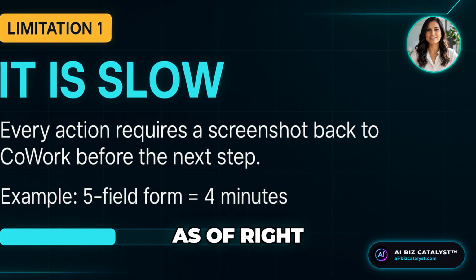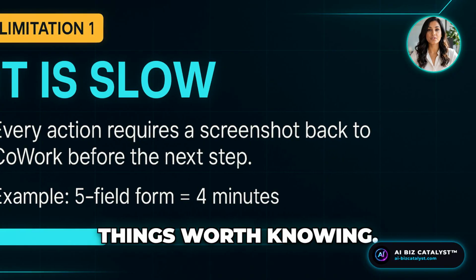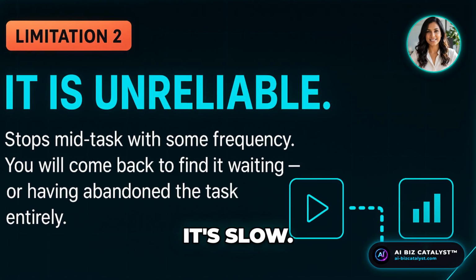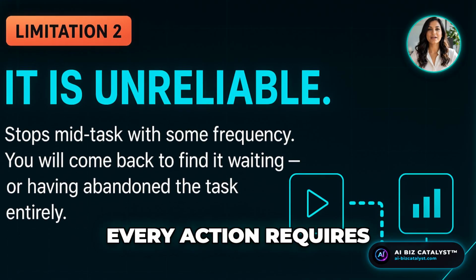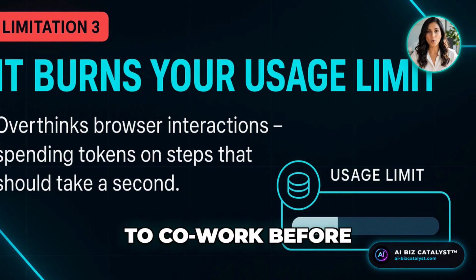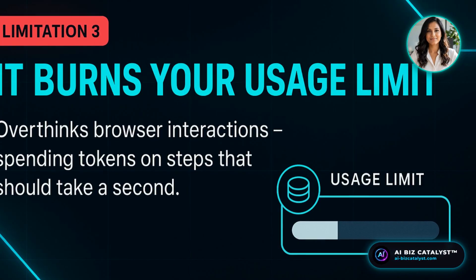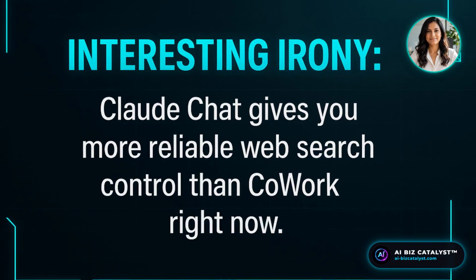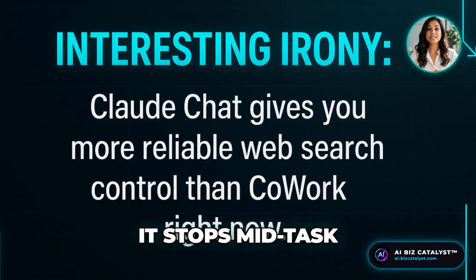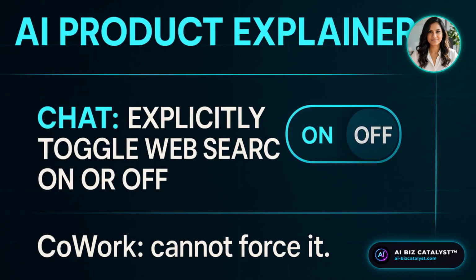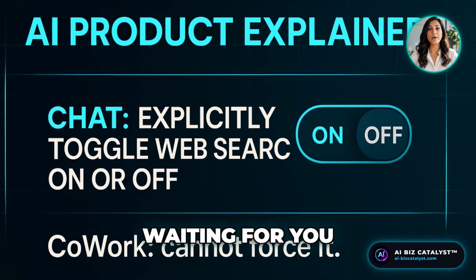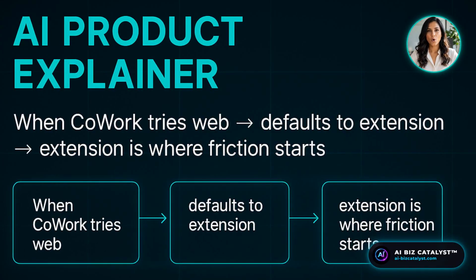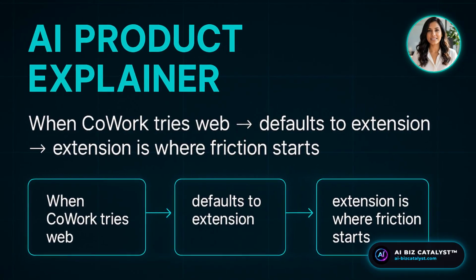In practice, as of right now, there are 3 things worth knowing. First, it's slow. Every action requires a screenshot to be sent back to CoWork before the next step can happen. Filling out a 5-field form can take 4 minutes. Second, it's unreliable. It stops mid-task with some frequency. You'll come back to find CoWork waiting for you to reorient it, or having abandoned the task entirely.